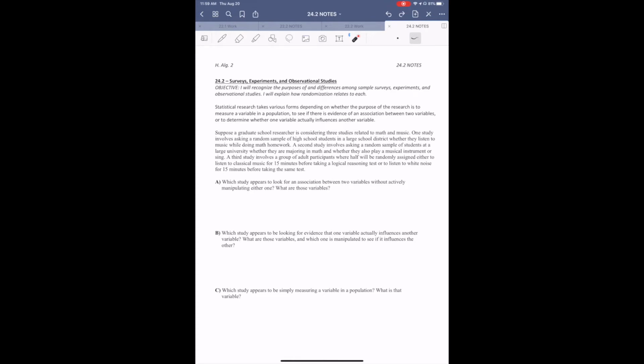It takes various forms depending on whether the purpose of the research is to measure a variable in the population, to see if there is evidence of an association between two variables, or to determine whether one variable actually influences another variable. Okay, so our first example says, suppose a graduate school researcher is considering 3 studies related to math and music. One study involves asking a random sample of high school students in a large school district whether they listen to music while doing math homework.